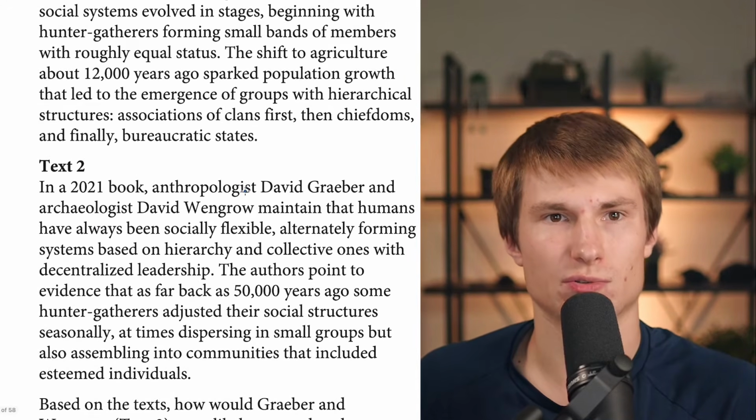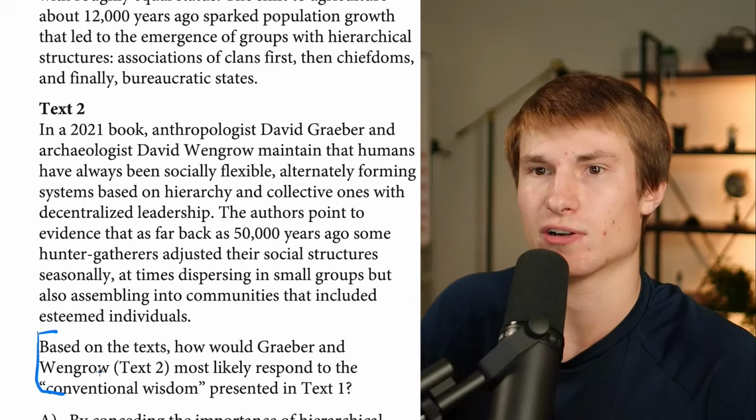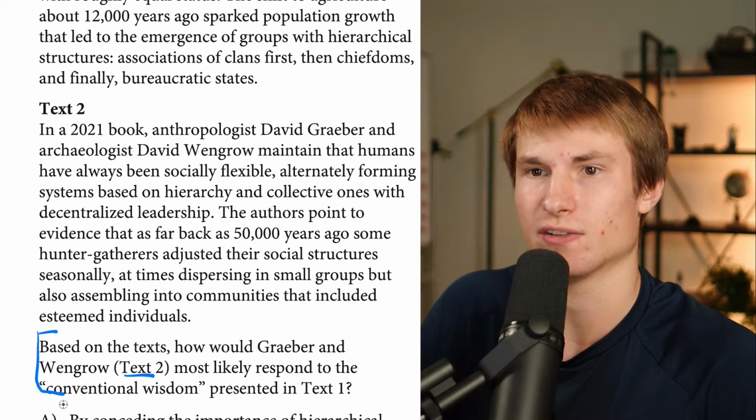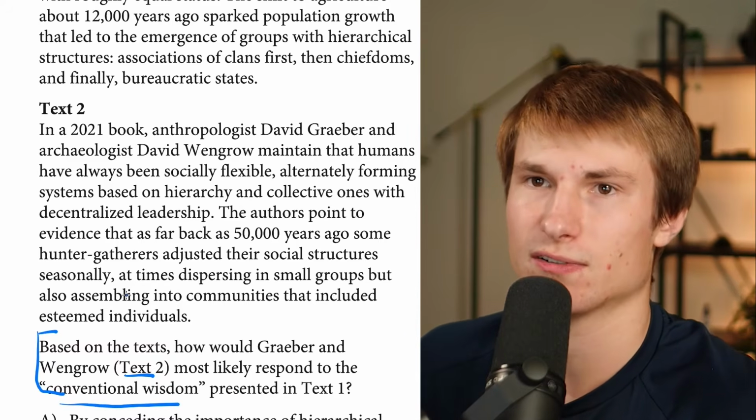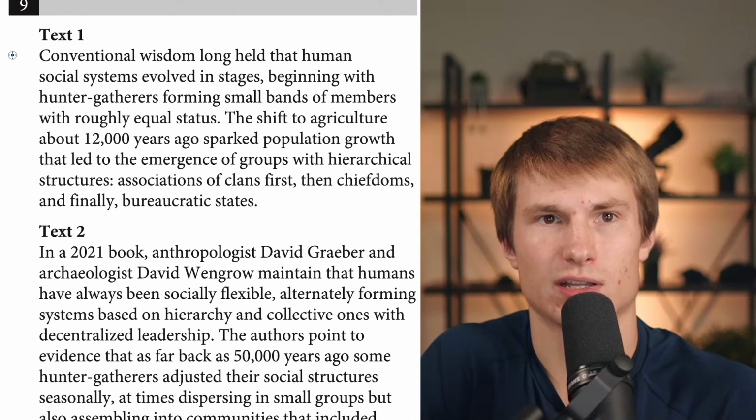Question 9, so we have text 1 and text 2. If you have a question with 2 texts, I recommend that you read through the question first. So we have, based on the text, Howard Graeber and Wengrow. Text 2 most likely respond to conventional wisdom presented in text 1. So let's define the conventional wisdom in text 1 as we read through it. We have text 1, conventional wisdom, so I'll mark that right here with CW.